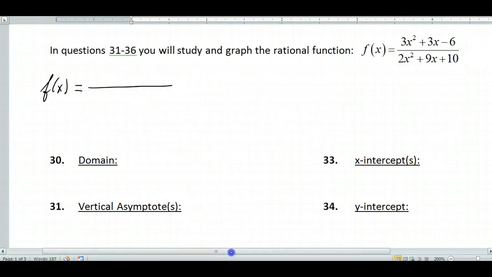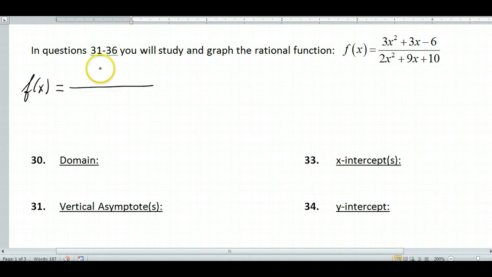Okay, so what do we have? We have 3x squared plus 3x minus 6. So I'll take a 3 out, and it's x squared plus x minus 2. And okay, I'm going to try to factor that.